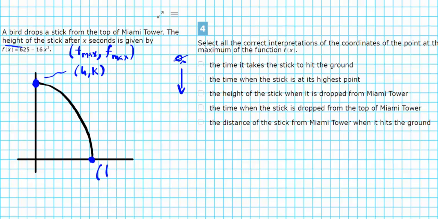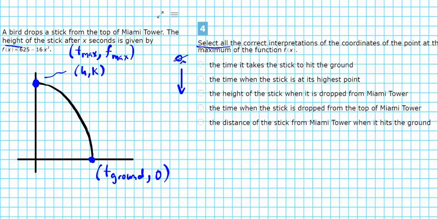Now, this point right here represents the time when the stick hit the ground. And what's the height? How high are you from the ground when you're on the ground? You are 0 units from the ground. All right, so let's take a look at these 5 options here. We're selecting all that apply. Anytime you see select all, you want to watch out for multiple correct answers. We're looking for all the correct interpretations of the coordinates of the point at the maximum.